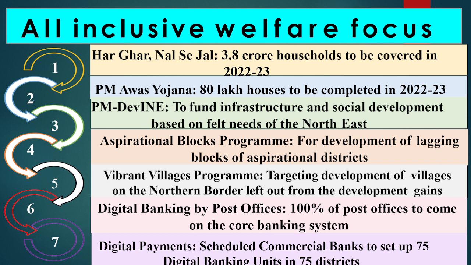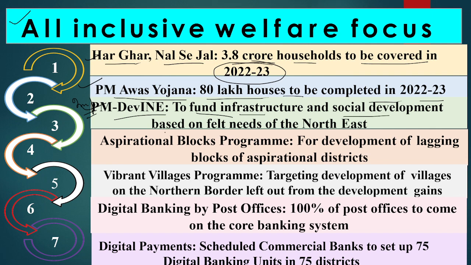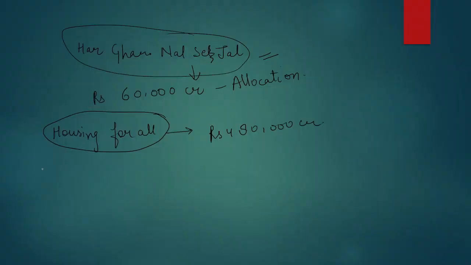Next that we have to understand are some of the all-inclusive welfare focus areas. If I talk about Har Ghar Nal Se Jal, there would be 3.8 crore households to be covered in the year 2022-23. Under PM Awas Yojana, 80 lakh houses to be completed in 2022-23. Under the PM DevINE scheme, this is very, very important. Actually, all these facts are important. In the PM DevINE scheme, there would be funds for infrastructure and social development based on felt needs of the northeastern region. If I talk about that, what is the full form of PM DevINE? Here I am writing PM DevINE.